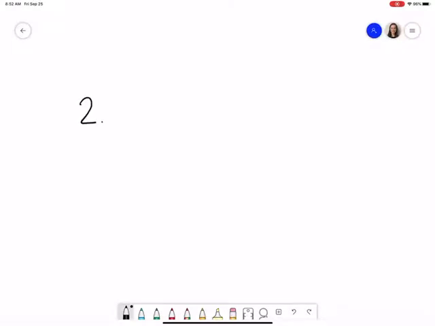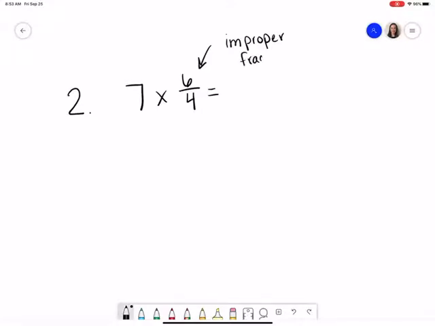Here's number 2. 7 times 6/4. Okay. What is this called? Improper fraction, because we've got a larger number on the top. All right, go ahead and pause this video and work this one out by yourself.